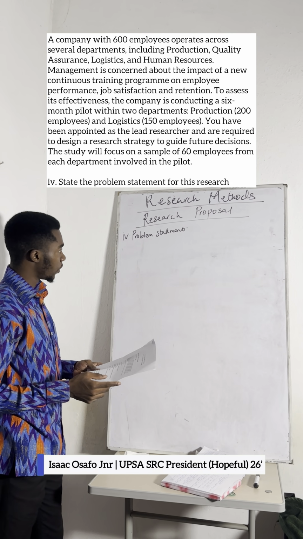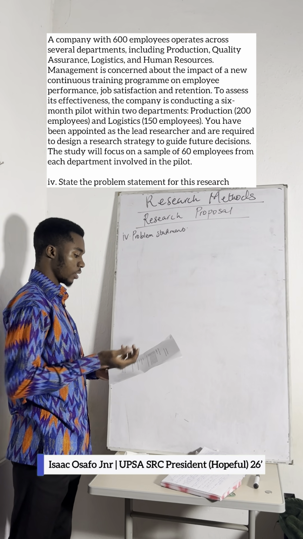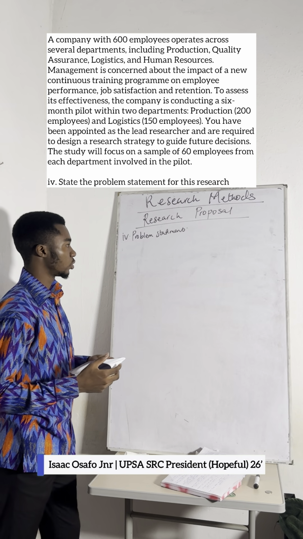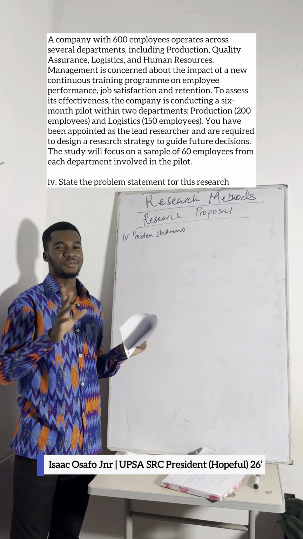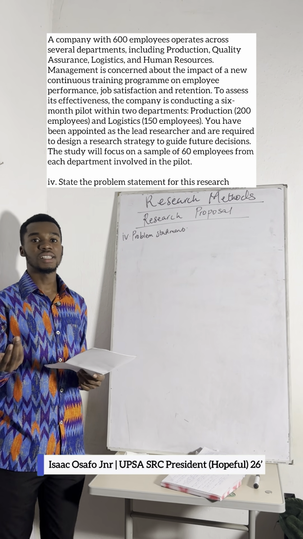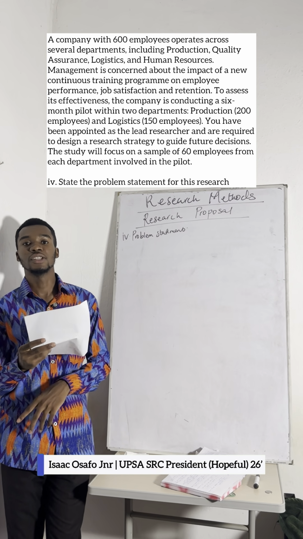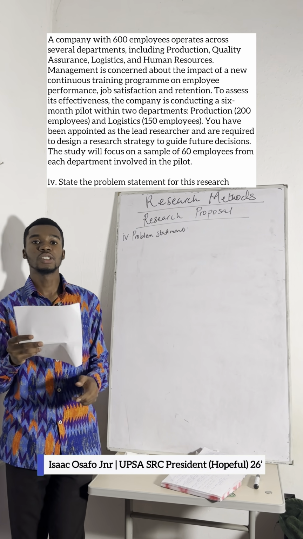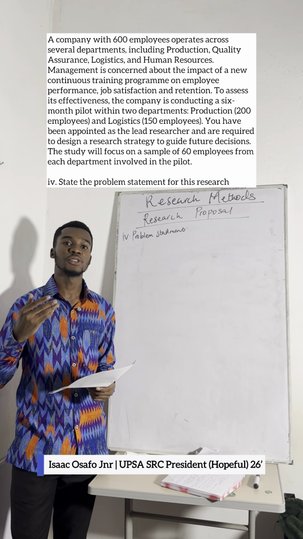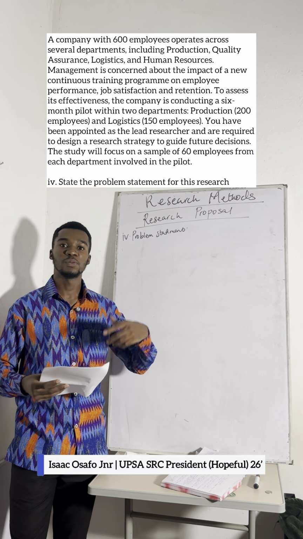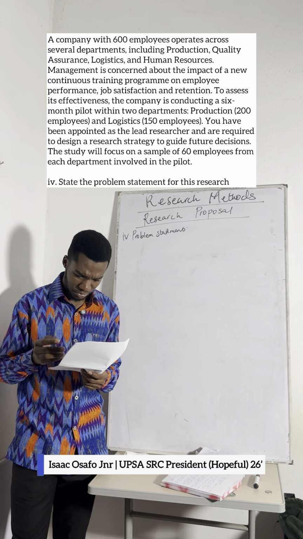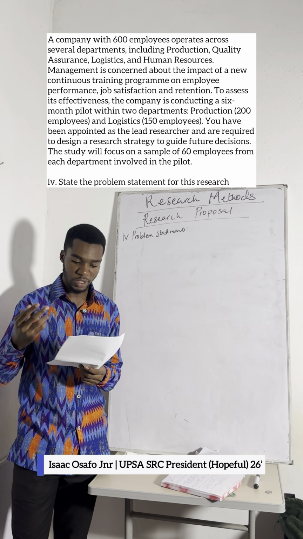So for this one, we are asked to state a problem statement for this research. Do you get it? So now you should state a problem statement. That one might be a bit long, so I'll just read it. Usually they don't ask this every time, but sometimes they might ask, so you might just want to know. So for the problem statement, you can say something like, management has introduced a continuous training program which is supposed to affect employee performance, job satisfaction, and all that, but management is unsure of the impacts of the training program on job satisfaction, employee... What are the three things they spoke about? So job satisfaction, employee performance, and retention.